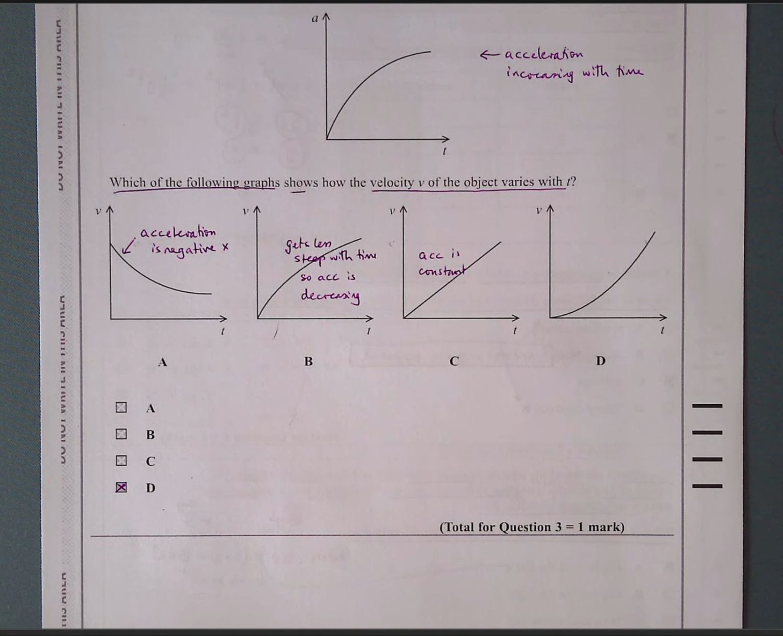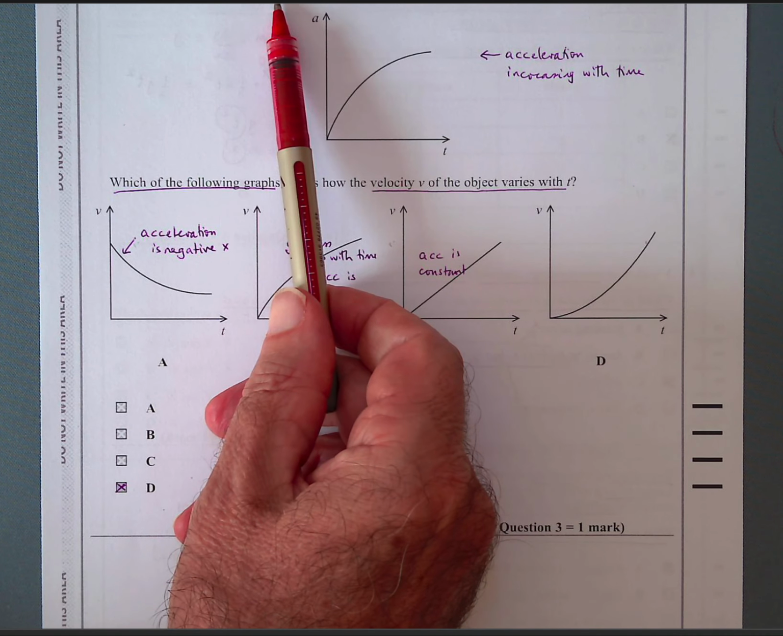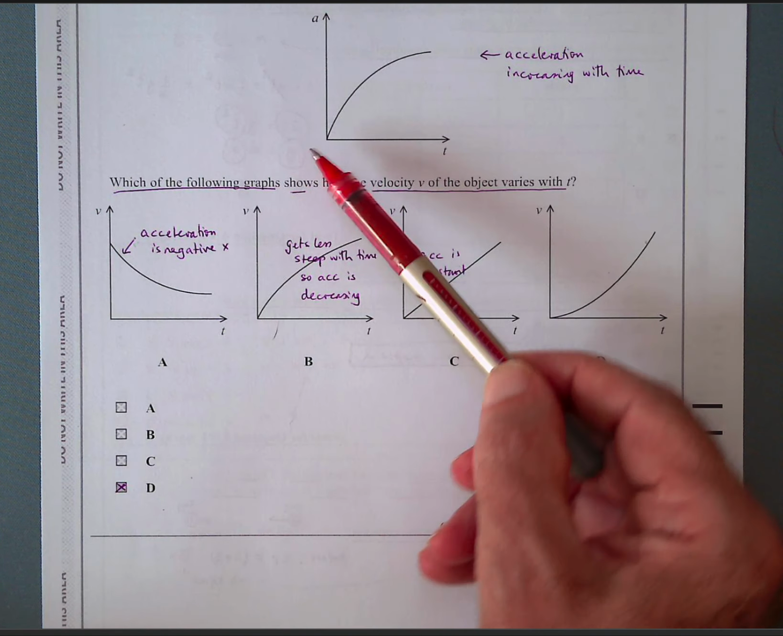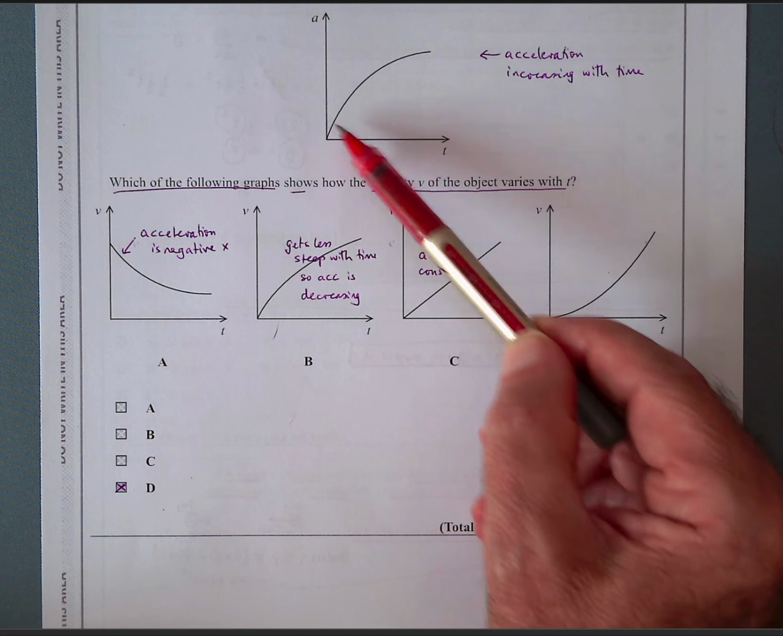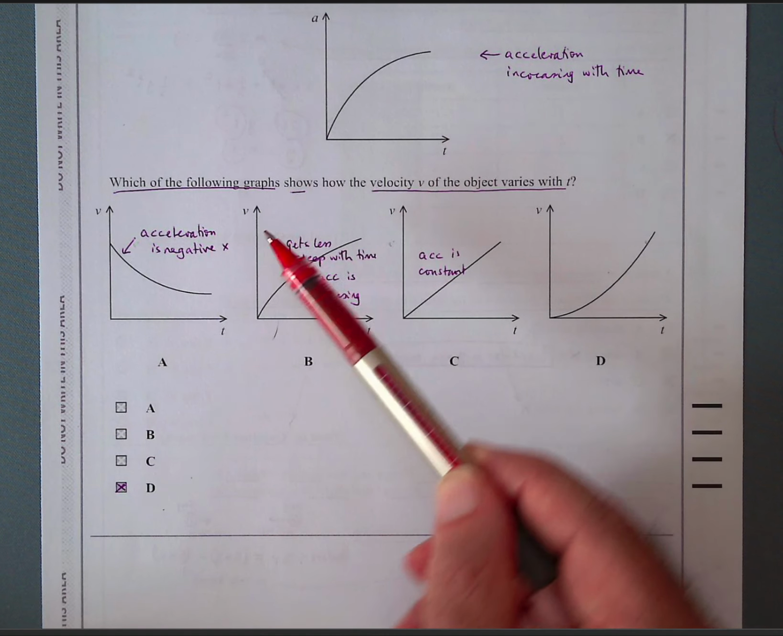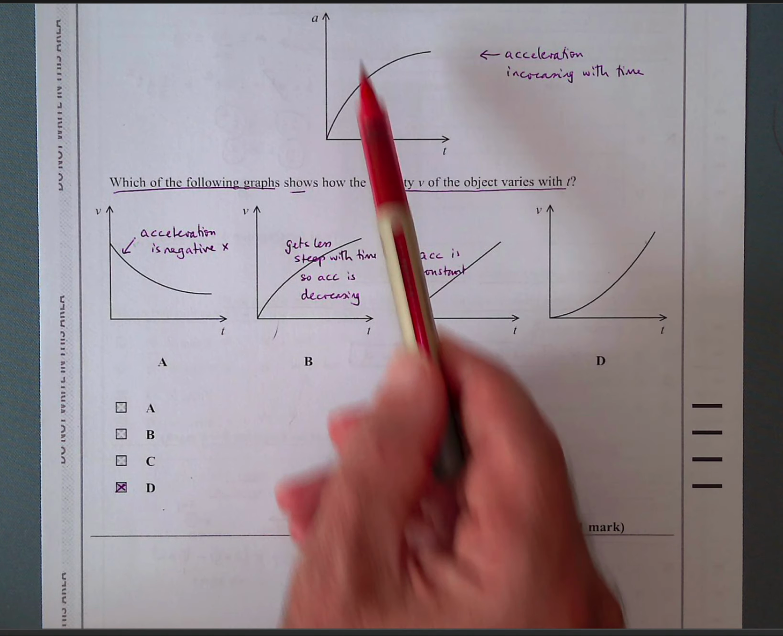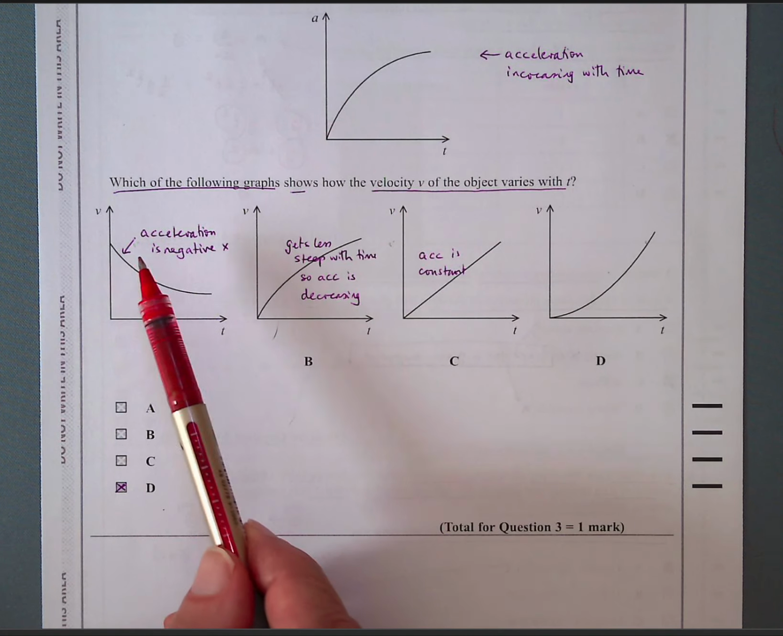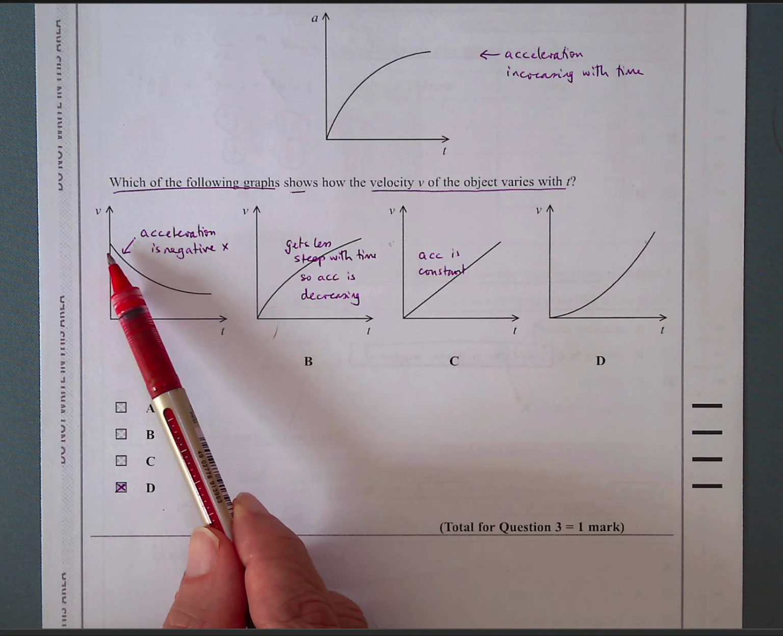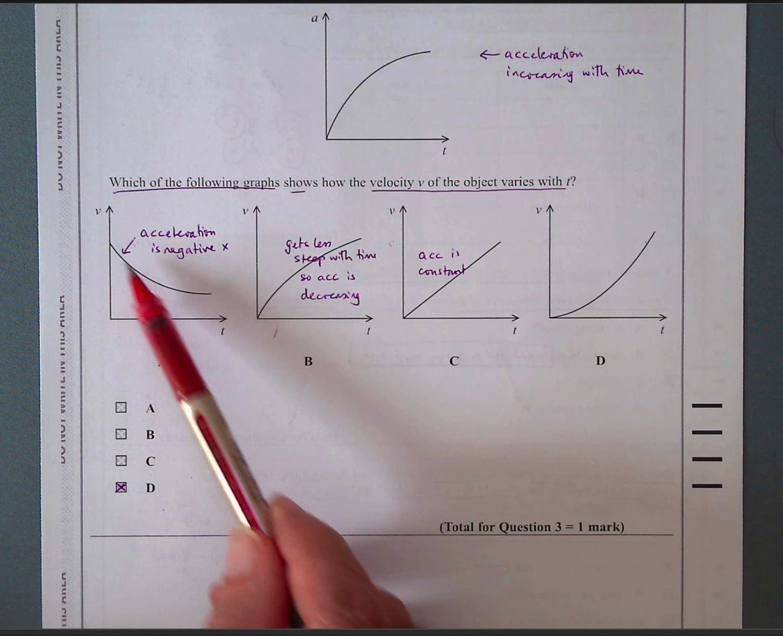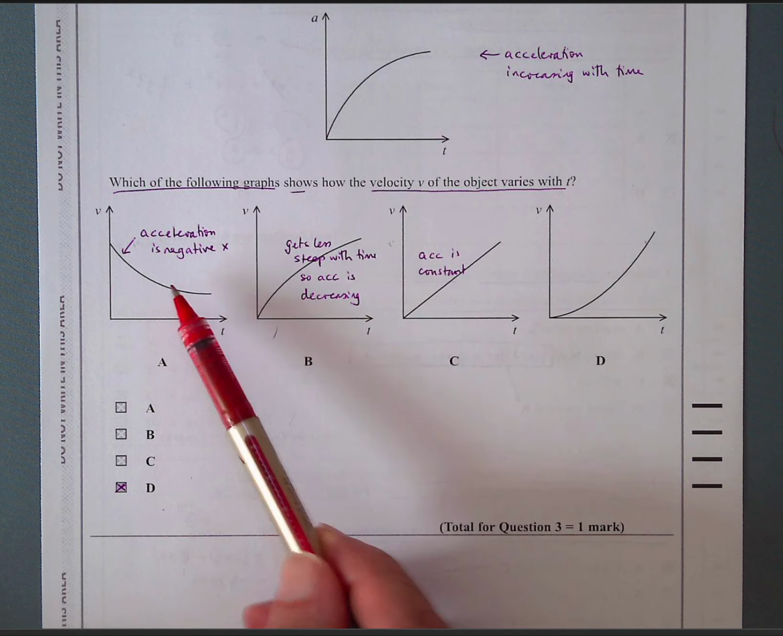Question 3 is a graph showing, again, about acceleration, how the acceleration of an object varies with time. Well, over here you can see that the acceleration is increasing with time. So which of the following graphs shows how the velocity of the same object varies with time? Well, it can't be A, because the acceleration is negative, because the steepness is a negative gradient. So a negative gradient means acceleration is negative. Over here the acceleration is positive, so it can't be A.